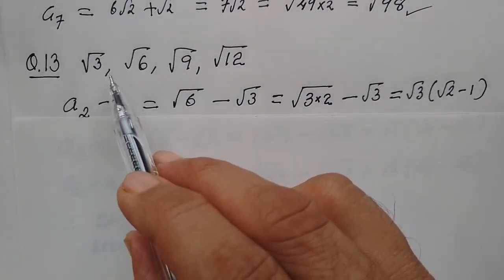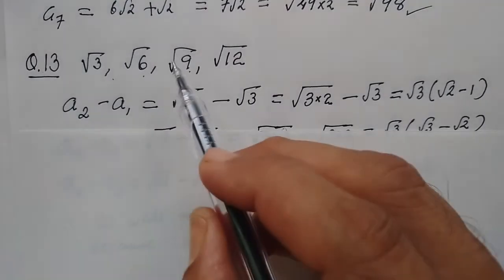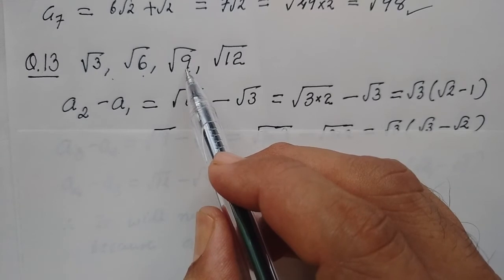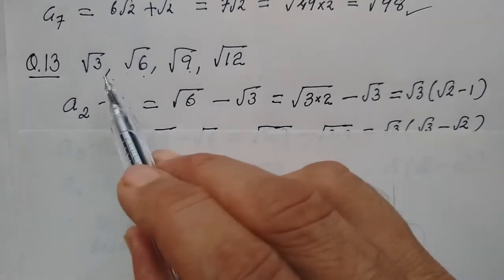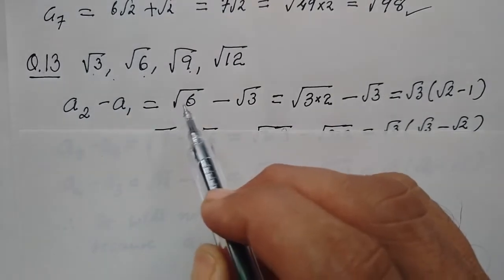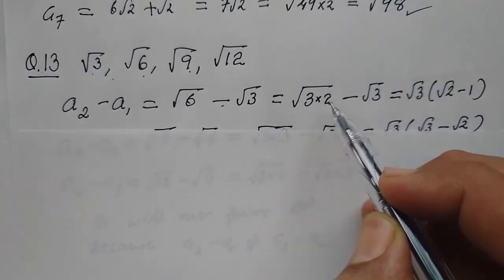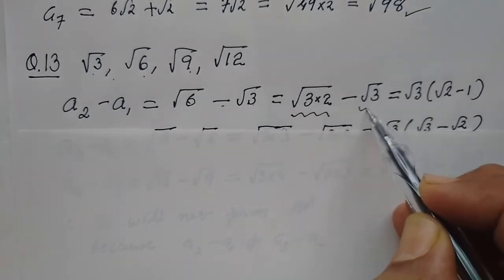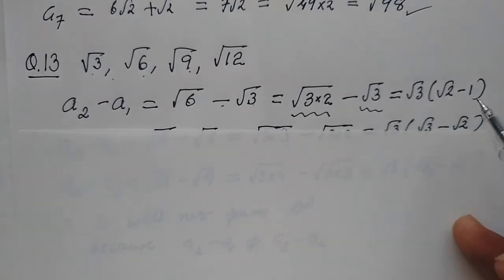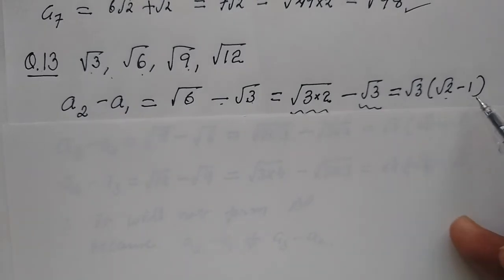Question 13. Root 3, root 6, root 9, root 12. A2 minus A1. Children, sometimes for root 9, don't write down 3 here. The answer is right, 3, but it will not give any idea. So follow stepwise. A2 minus A1, root 6 minus root 3. Now this 6, split 3 into 2, this root 3 as it is. Now from this, take root 3 outside common. Okay, so we get root 3 out, inside root 2 minus 1.